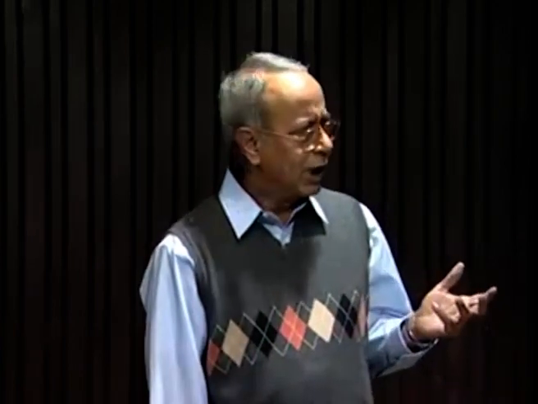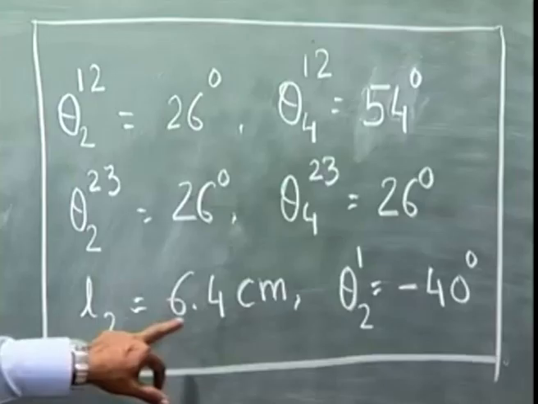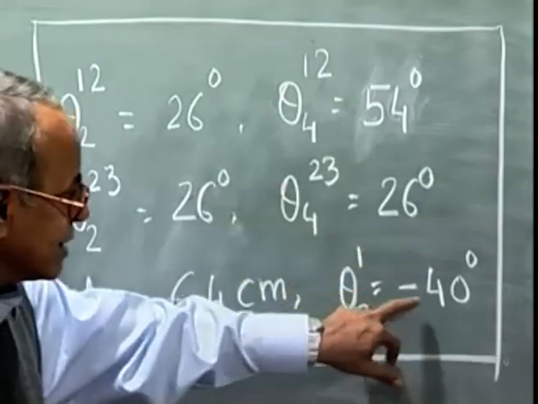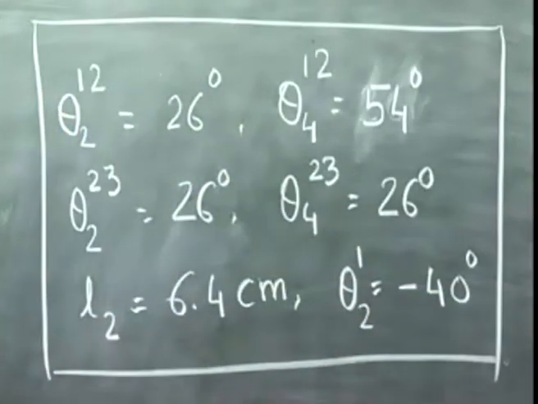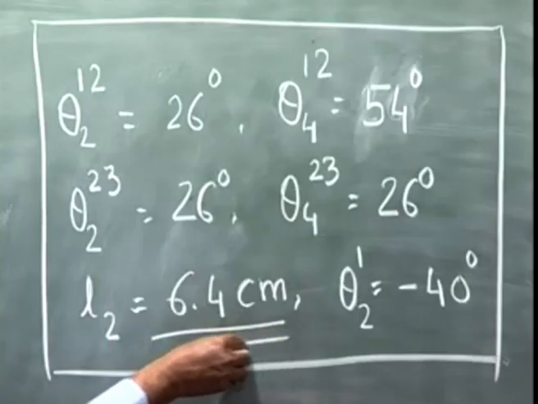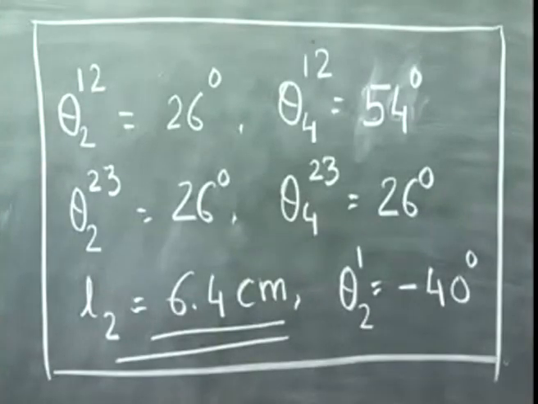Because we are solving it by graphical method, we need to assume L2 and theta 2 1 or L4 and theta 4 1. We are solving it by assuming this value of L2 as 6.4 centimeter and theta 2 1 as minus 40 degree, as we have assumed in the Freudenstein's method also. This is what we assume in the graphical method, and we do not assume the value of theta 4 1. If we solve this problem by the graphical method, the solution that we get, we make a model out of it, and I will show you that model and see what kind of problem we face in this graphical solution.